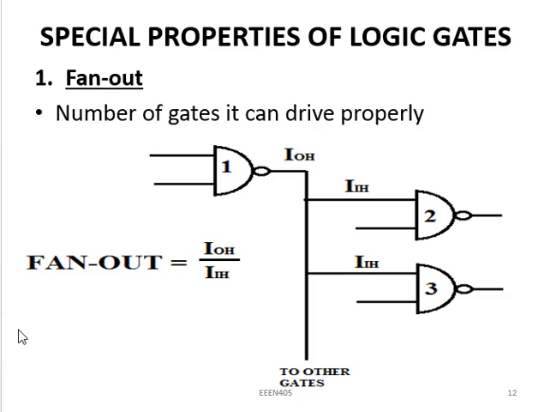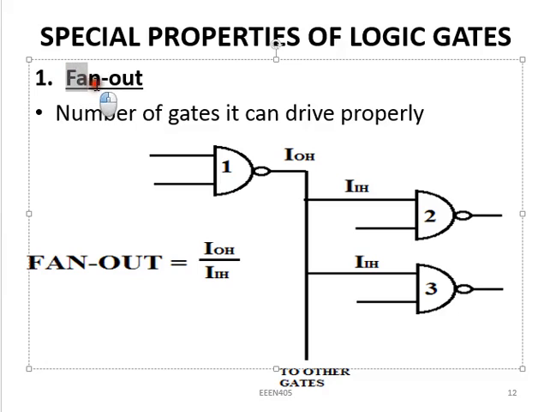Now after looking at this, we come and look at the special properties of the logic gates. That is, whenever you want to buy a logic gate to use it for a particular operation or application, you need to know these properties so that you can select the one that is suitable for your application. The property number 1 is called fan out, and the fan out of a gate is nothing but the number of other gates it can drive properly without being overloaded.